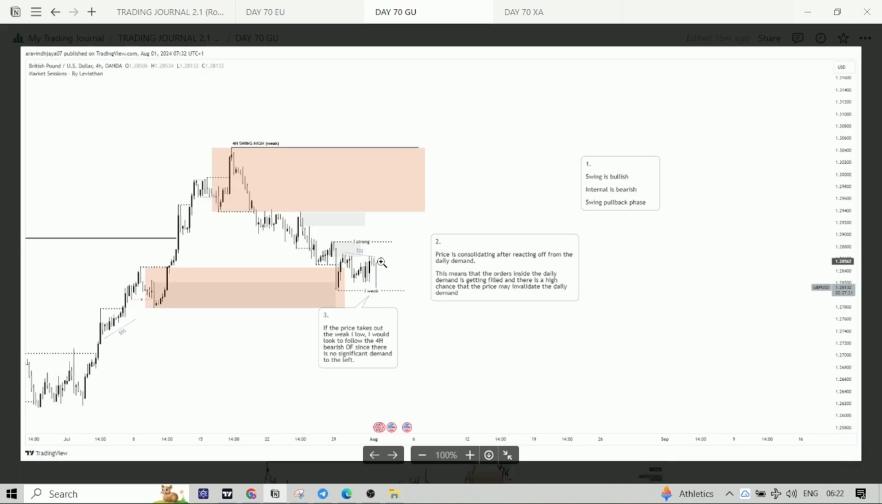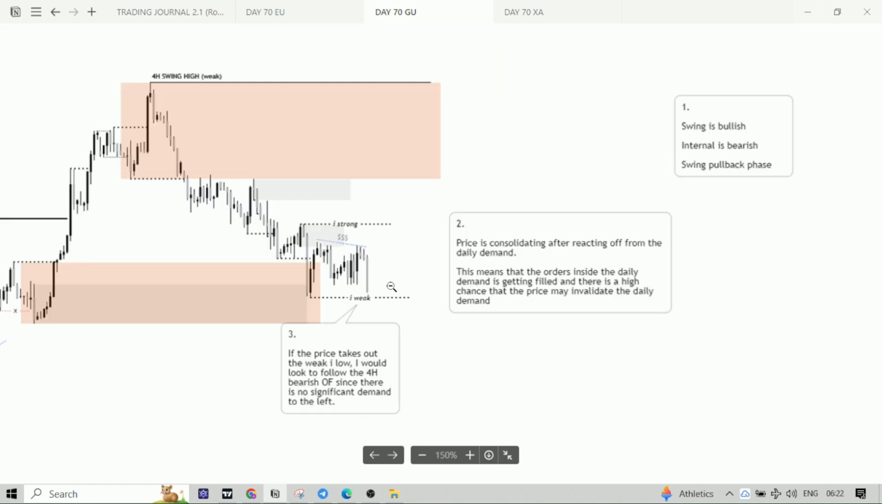When I was analyzing this, it was almost 7:30, 30 minutes past Frankfurt open. So Frankfurt itself pushed the price much down. So there is nothing to do other than waiting for the pullback in the London session.